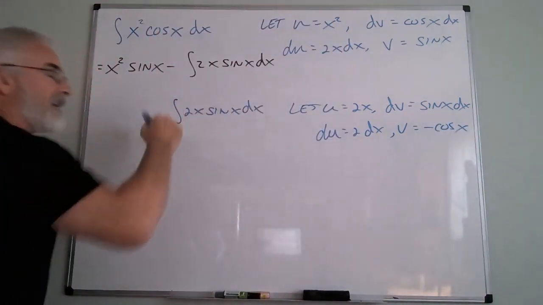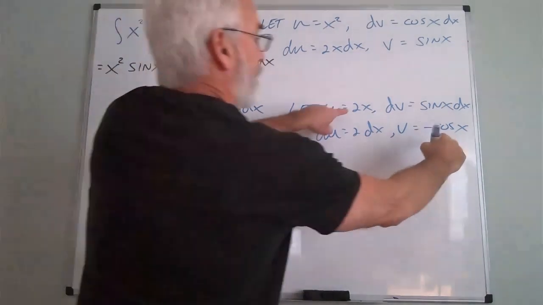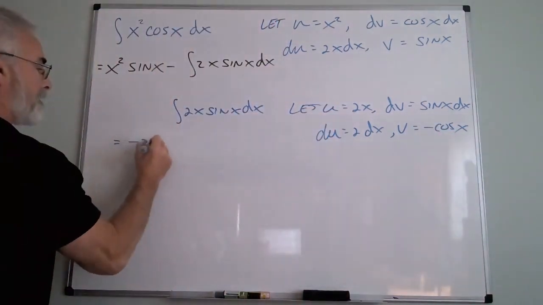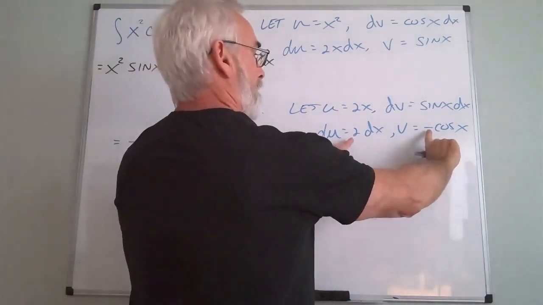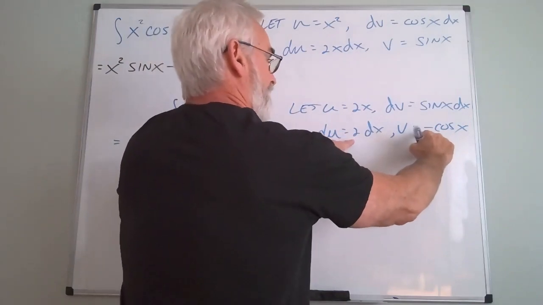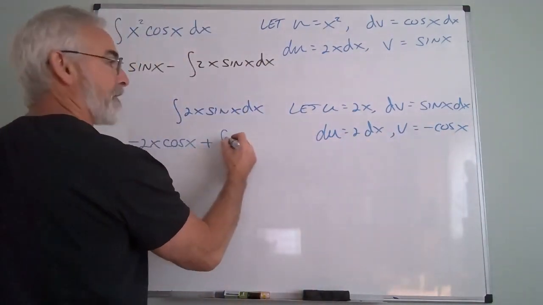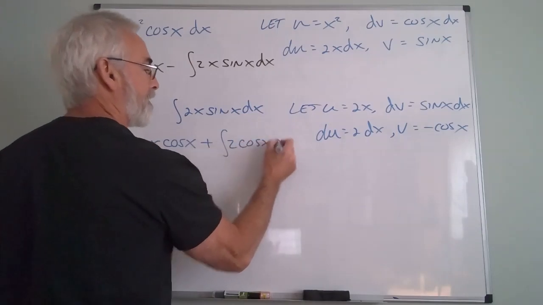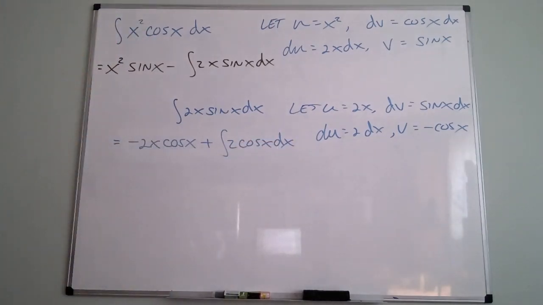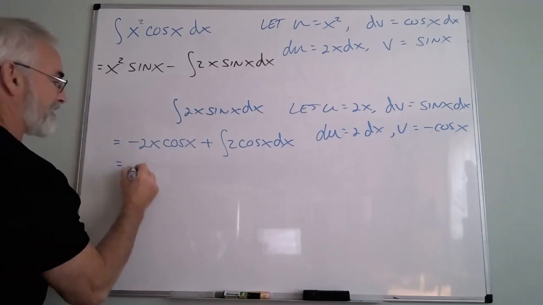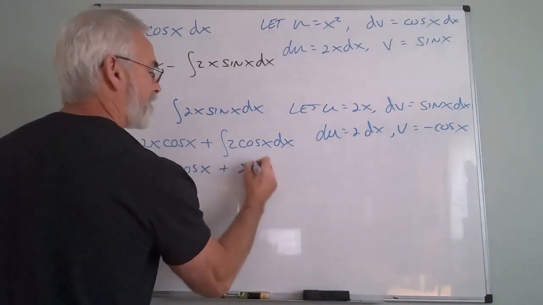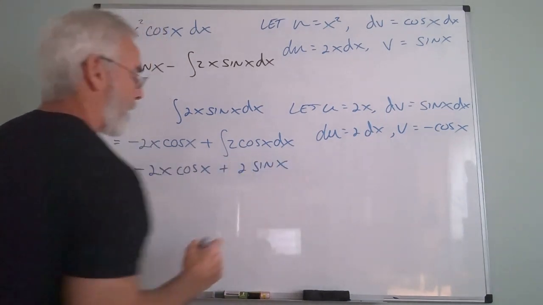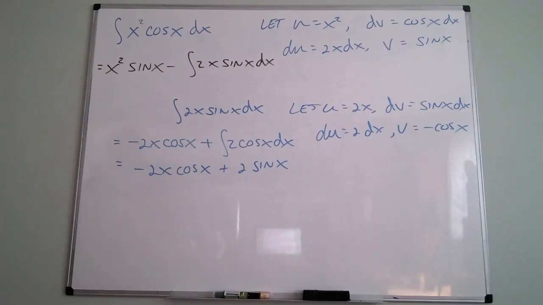So this integral right here will become uv minus the integral of v du. So it's minus, but that was already a minus. So this will be plus the integral of 2 times the cosine function. And you could certainly have factored that constant out. And so now this is negative 2x cos x plus 2 sine x. Now there's going to be a plus c, but I'm going to hold off because I still now have to do this.